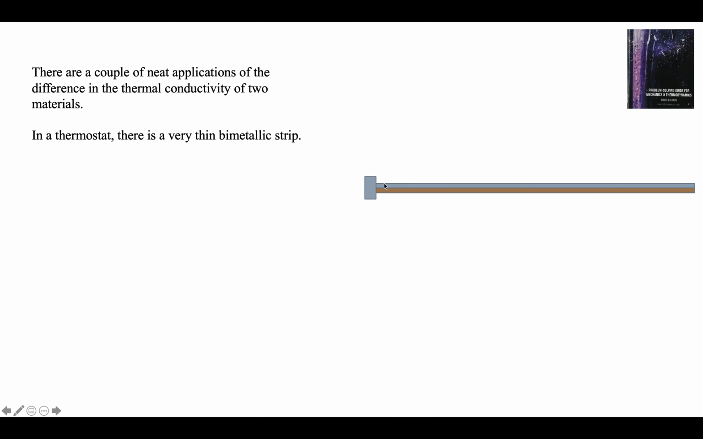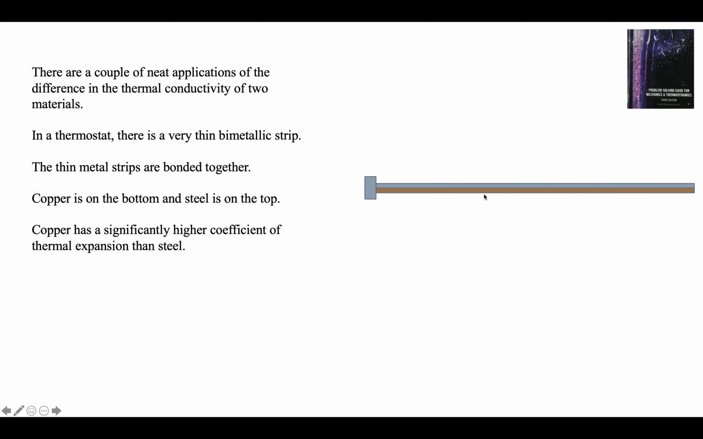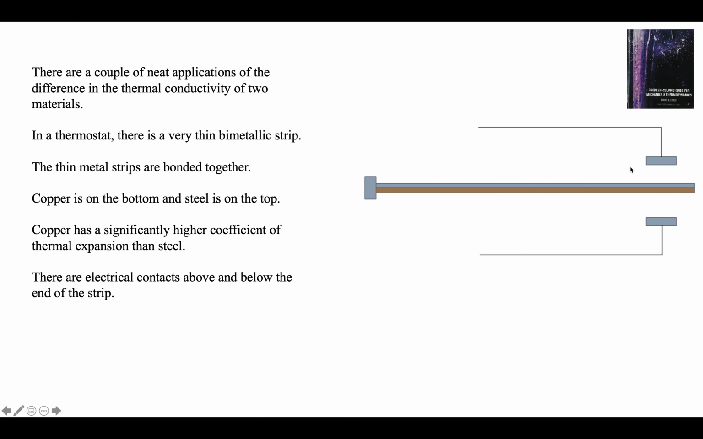There are a couple of neat applications involving the difference in the thermal expansion of two metals. In some thermostats, there's a very thin bimetallic strip. Sometimes it's a coil. Here's a bimetallic strip, copper on the bottom, steel on the top. Copper has a significantly higher coefficient of thermal expansion than steel, so copper responds more to changes in temperature than steel does. If it's cold, copper shrinks more. If it's hot, copper expands more. There are electrical contacts above and below the strip.